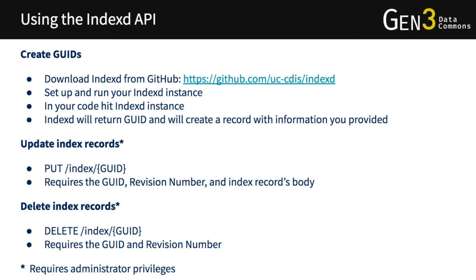To update an existing entry, you can use a PUT API request. This requires 3 parameters to be passed to the API: the GUID, revision number, and the index record's body. Alternatively, to delete an existing index entry, you can send a delete request to the IndexD API. This request requires only 2 parameters, the data GUID and the revision number. Note that for a user to create or delete IndexD records, they need to have administrator privileges.